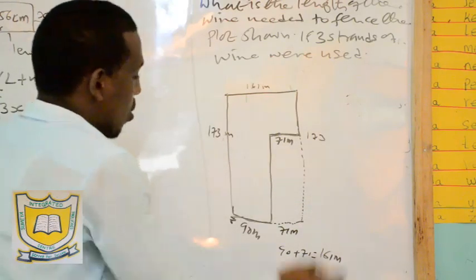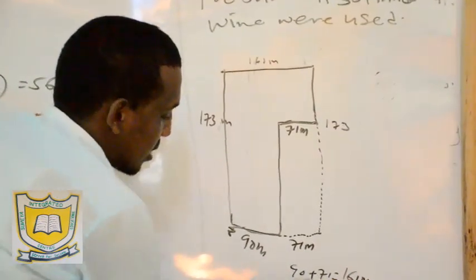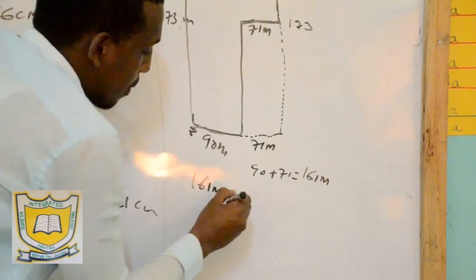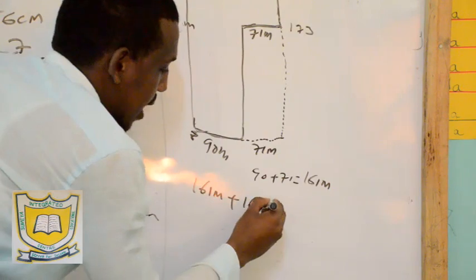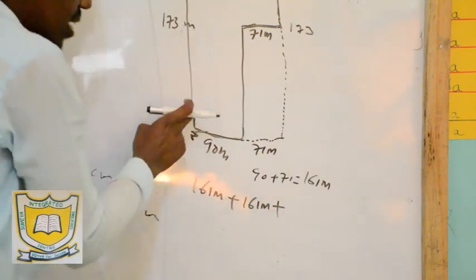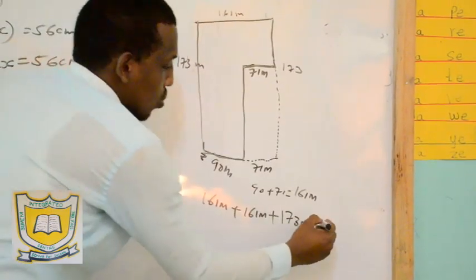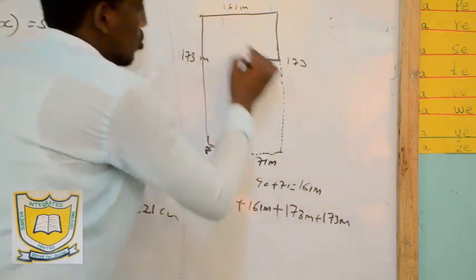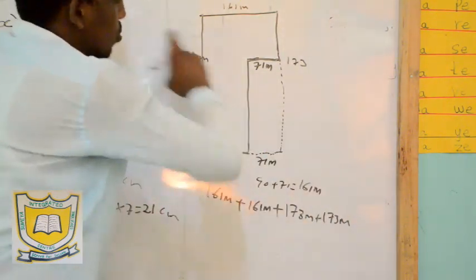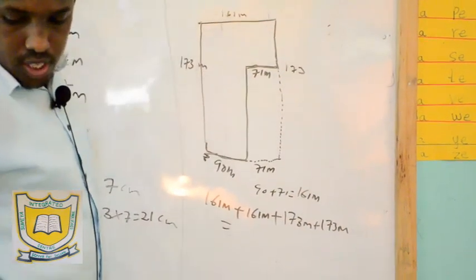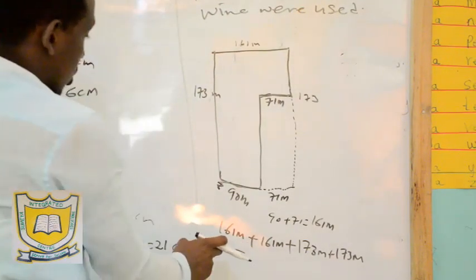So we want to get the perimeter now. We add all of them. So this line is 161 meters, plus the other side, 161 meters, plus this line is 173 meters, plus this line is also 173 meters. So we did it as a full rectangle now. 173, 173, 161, 161. We add all of them. Let's add 161 plus 161.